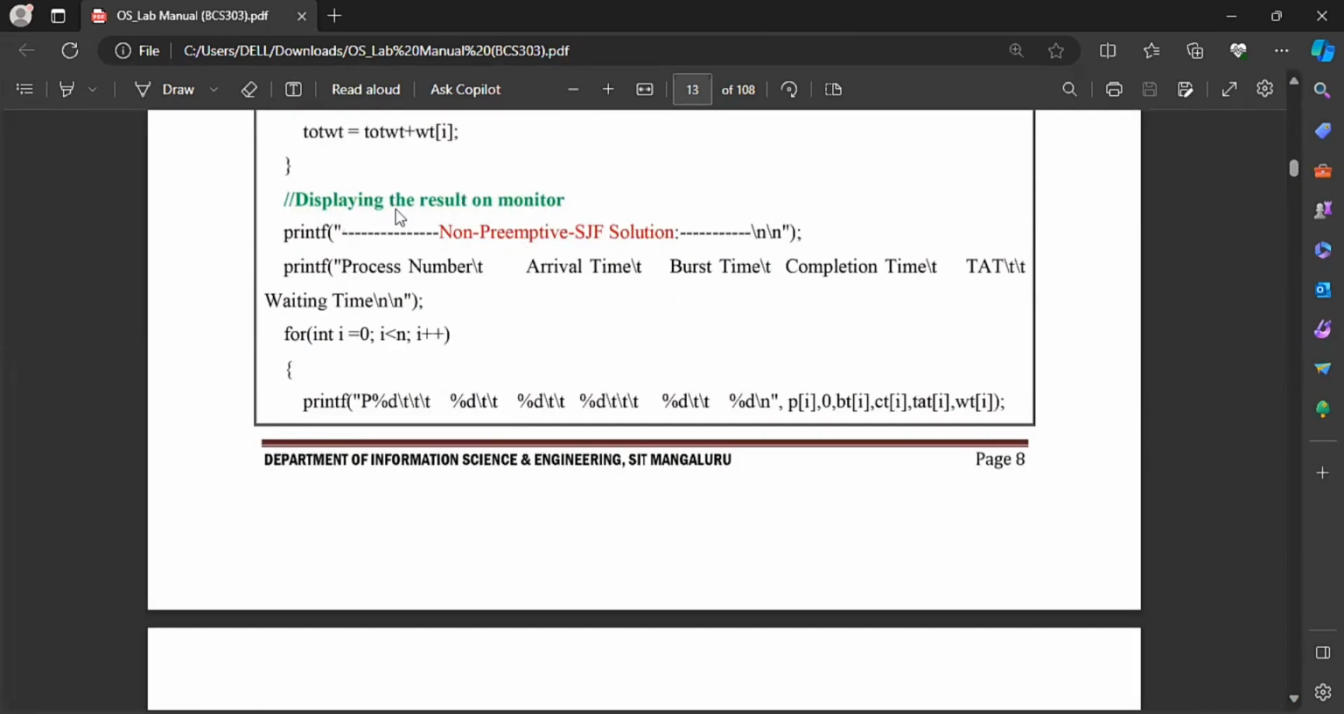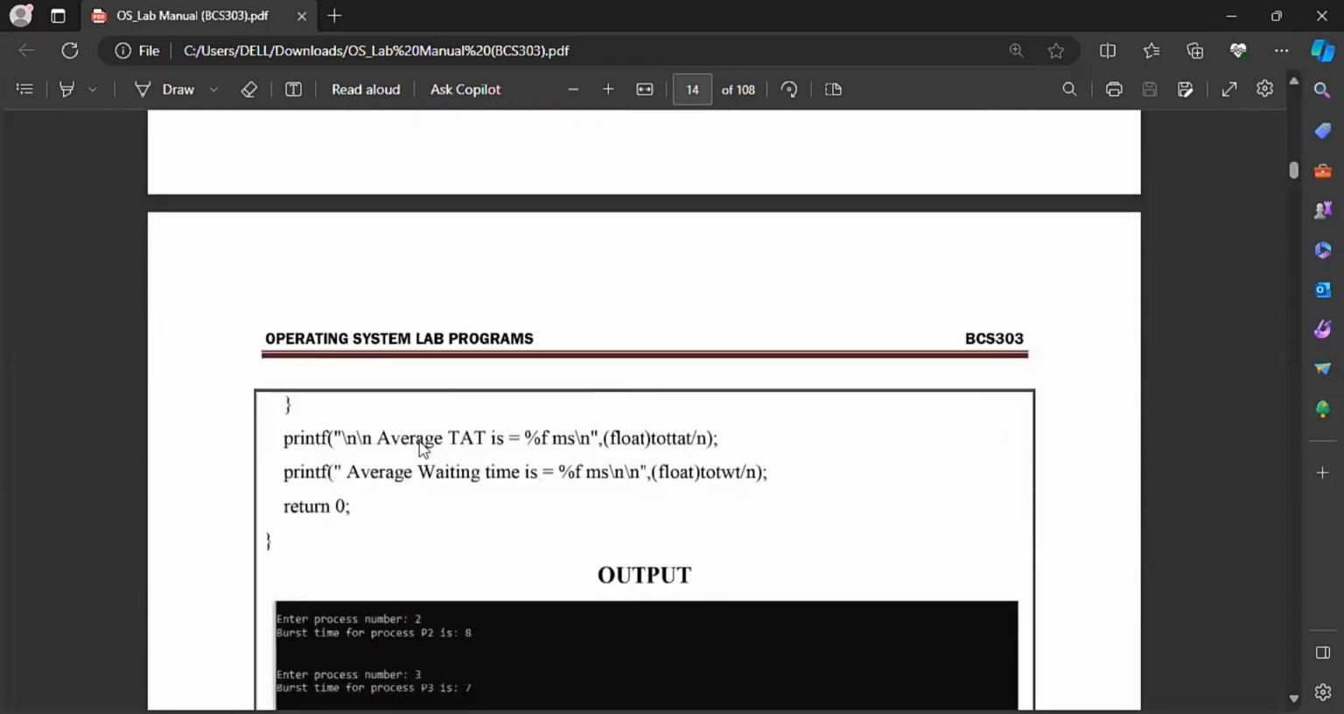After that, we display the result on the monitor: process number, arrival time, burst time, completion time, turnaround time, and waiting time. These are the things we want to display on the screen. Now the average turnaround time will be calculated.